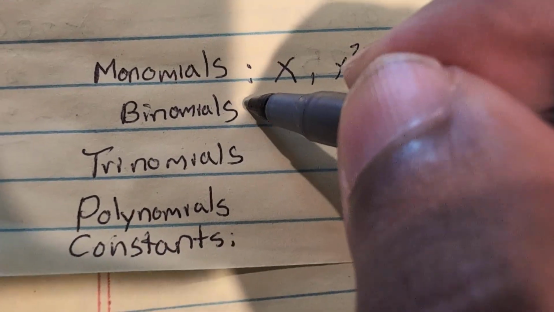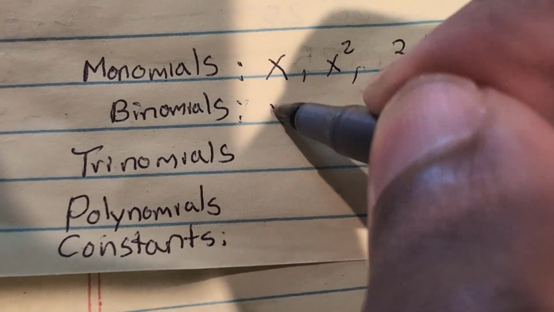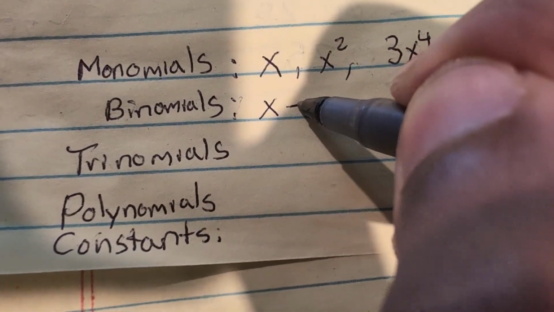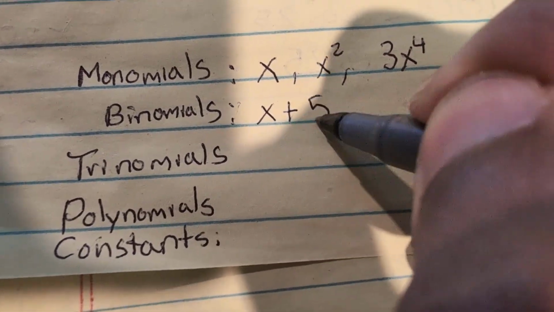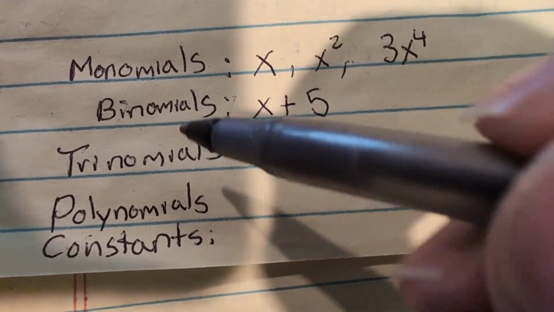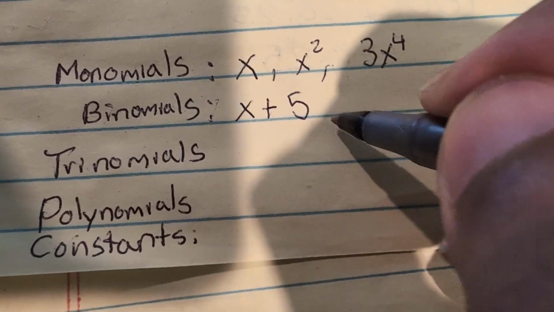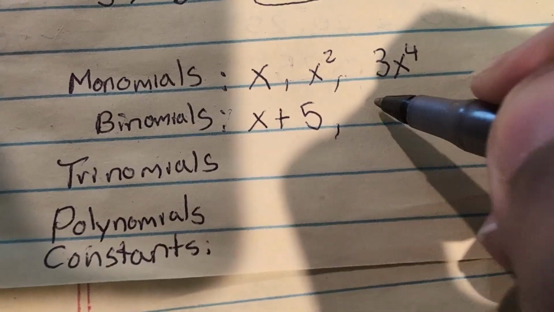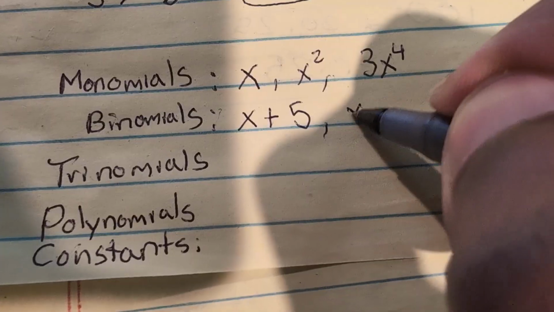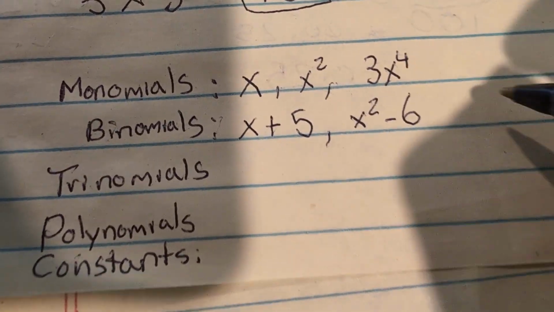So a binomial is something that has two terms. So x plus 5 is a binomial. Okay, you notice the plus sign, right? Once we get into bi, tri, poly, it's either going to be a plus sign or a minus sign. So x plus 5 is a binomial. x squared minus 6 is a binomial.